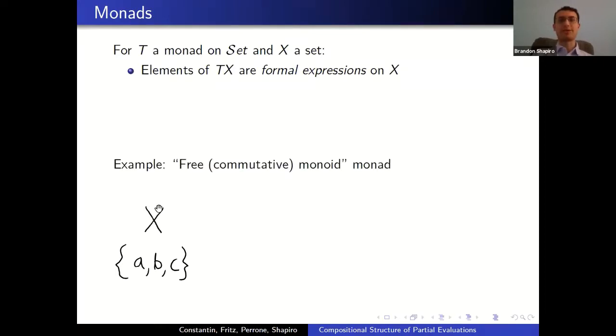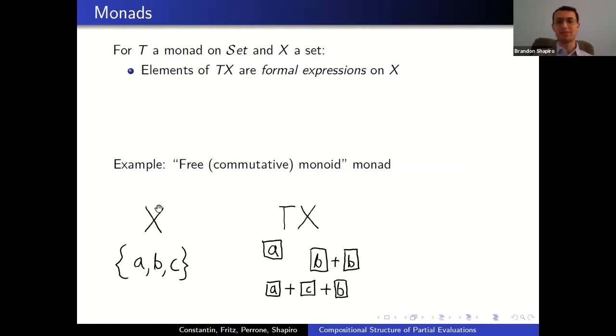So if our monad sends a set to the free monoid or free commutative monoid on that set, those formal expressions could look like these. You could just have A, or B + B, or A + C + B. But the notation I'm introducing is that we're going to draw little boxes around the variables when we write formal expressions with them. It'll hopefully become clear in the next few minutes why we might want to do that.